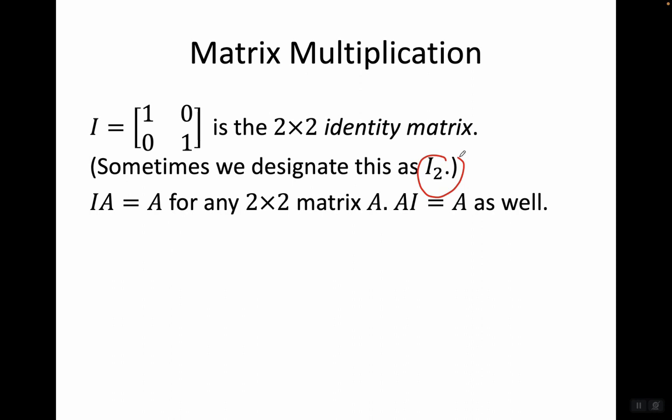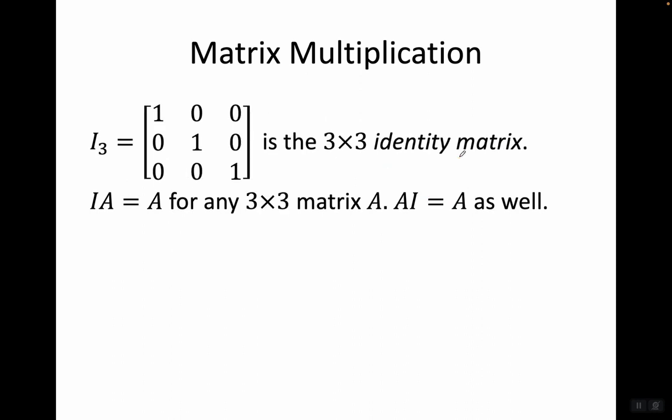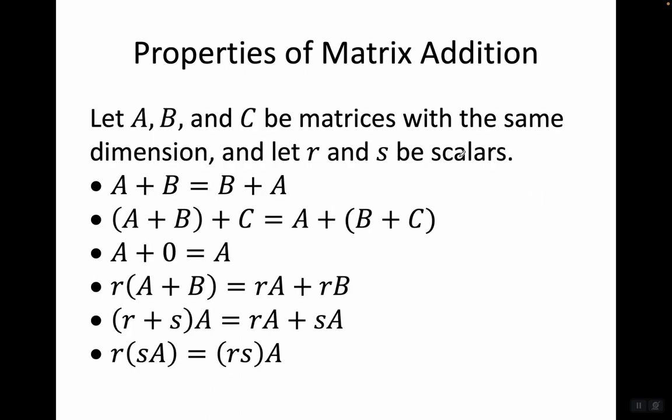AI equals A as well. And in the same way, I3, [1, 0, 0; 0, 1, 0; 0, 0, 1], is the 3 by 3 identity matrix. IA equals A for any 3 by 3 matrix A, and AI equals A as well.